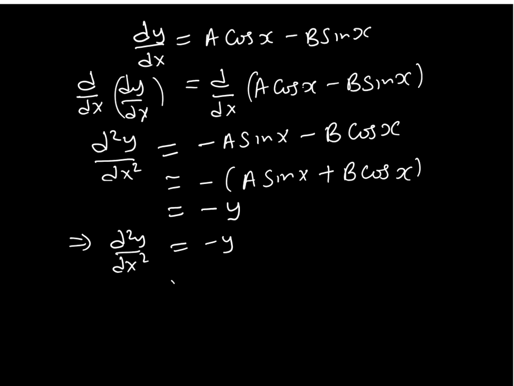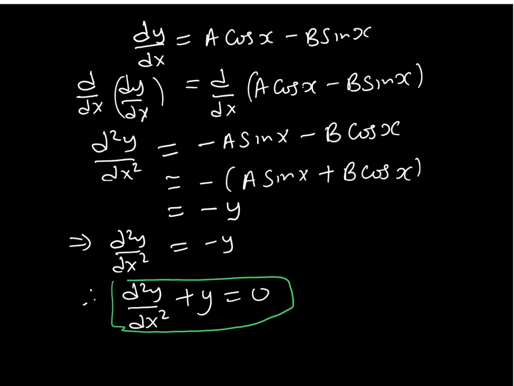Check this equation. We have been able to do away with the arbitrary constants a and b, and we are having d2y/dx squared is equal to minus y. Okay, so we can start here. Therefore, our d2y/dx squared plus y is equal to 0. Okay, and this is the differential equation formed.